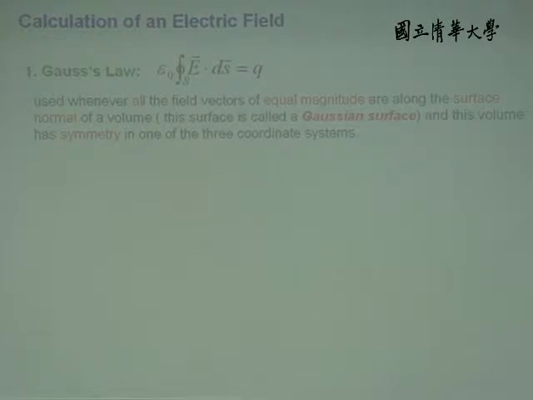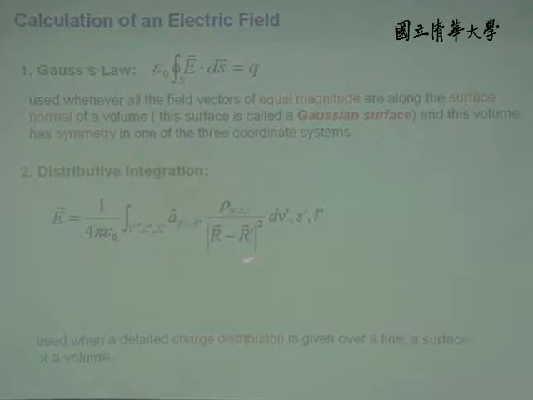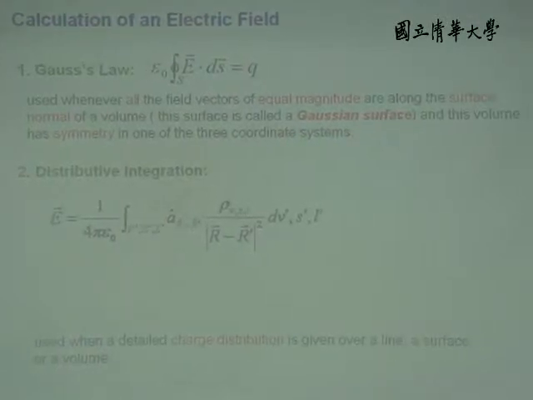Important thing is that you need to find the Gaussian surface where all the electric field on this surface are the same and along the surface normal direction. OK, so this is one method. The other method, we say you can do an integration step by step from a line, from a surface or from a volume by using this well-known expression for a single charge.